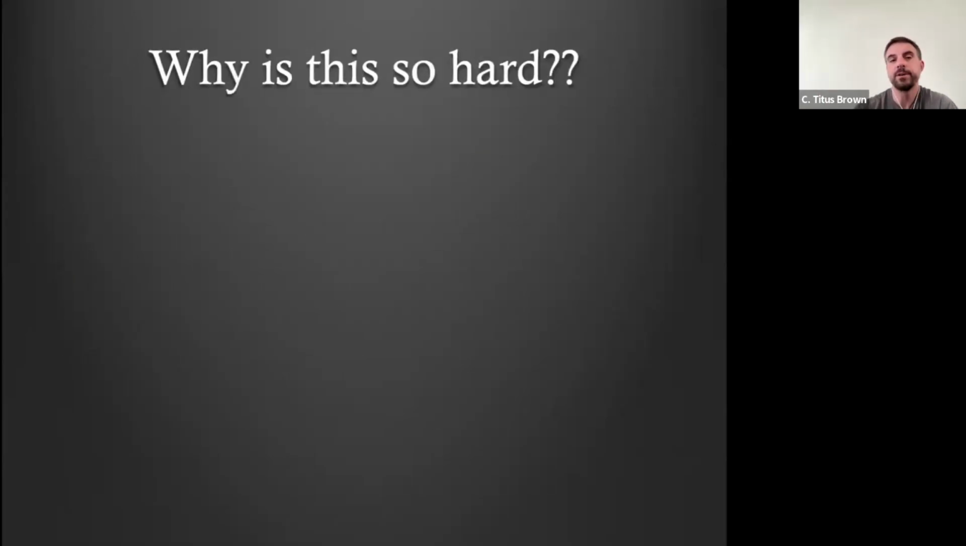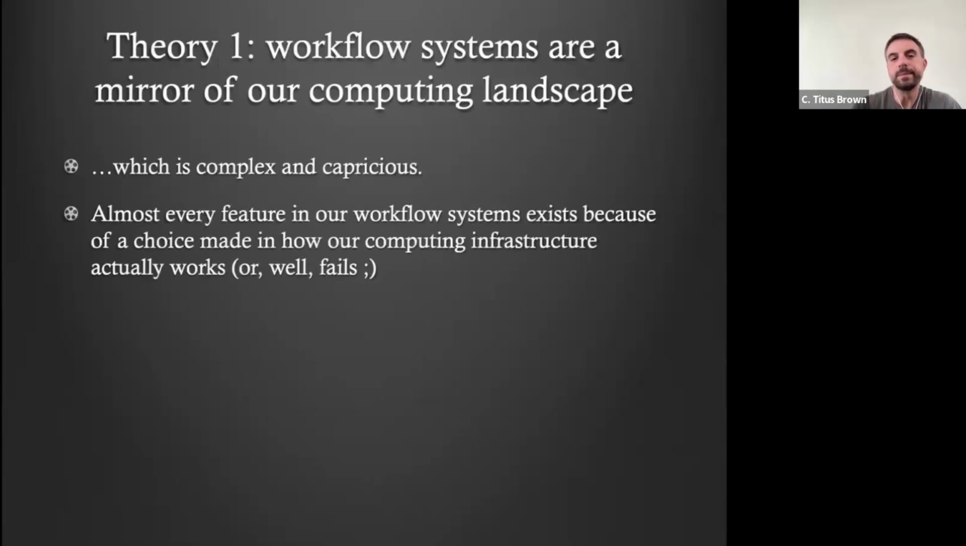So, the whole point of this talk: why is this so hard? We can all list a lot of reasons, but my unifying theory is that workflow systems are really a mirror of our computing landscape, and our computing landscape is complex and capricious. Basically, almost every feature in our workflow systems exists because our computers kind of suck. And I love computation. I love Unix. I love programming. I love all of this stuff, but a lot of it's pretty arbitrary. And I'll talk about that in a second.